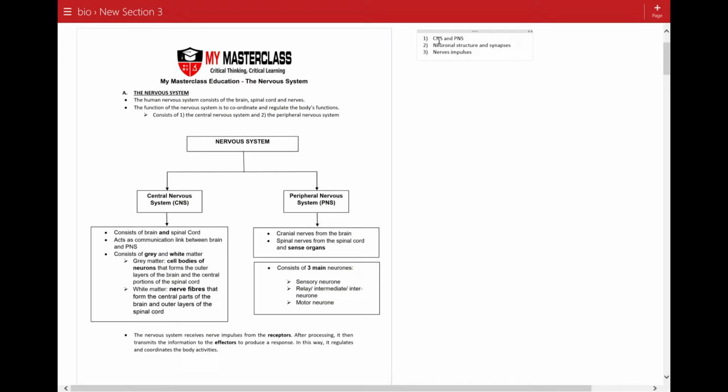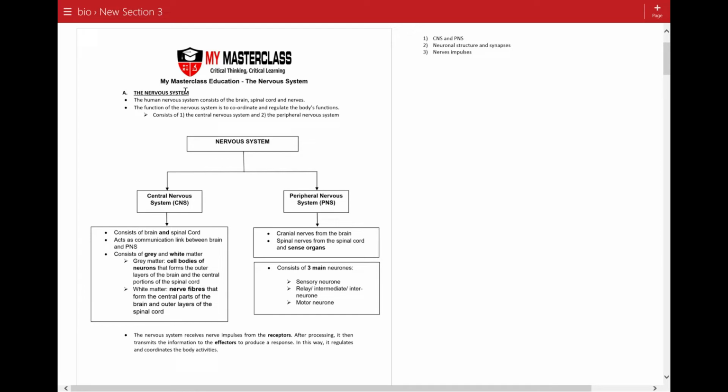The first one we'll be going through is the central nervous system, that is the CNS, and the peripheral nervous system, which is the PNS. And secondly, the second part of the video will be going through the neuronal structure, which is the structure of your nerves. Basically, we'll be focusing on the motor neuron itself along with neuronal synapses. And last but not least, we'll be looking at how nerve impulses are transmitted, along with your reflex impulse and your voluntary impulses.